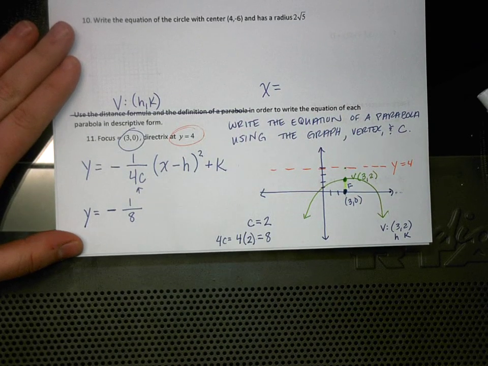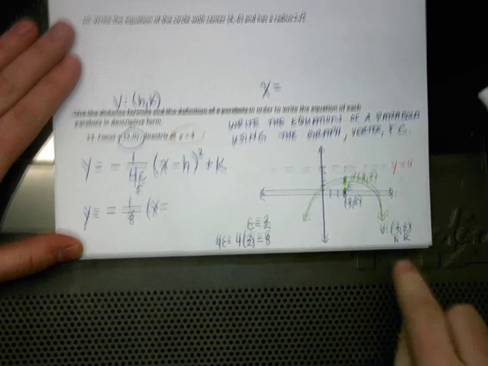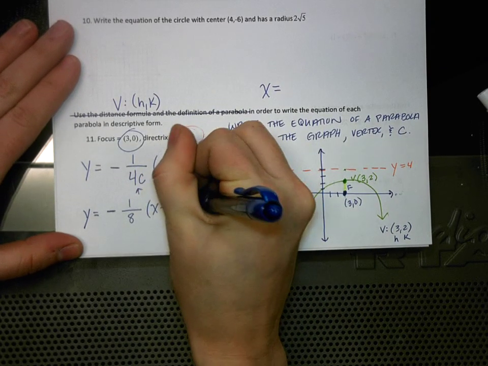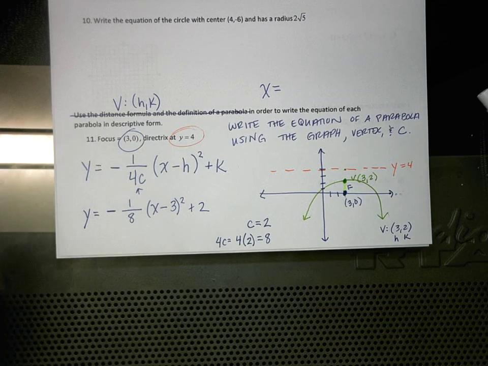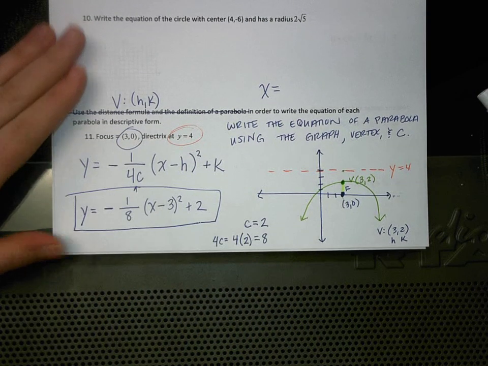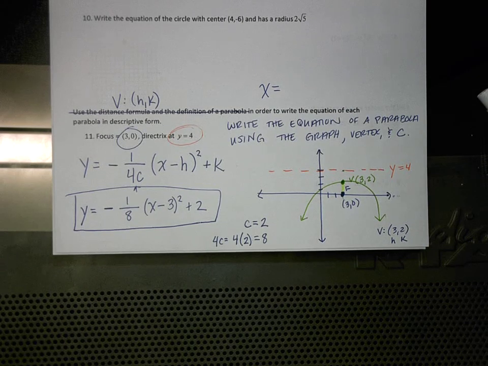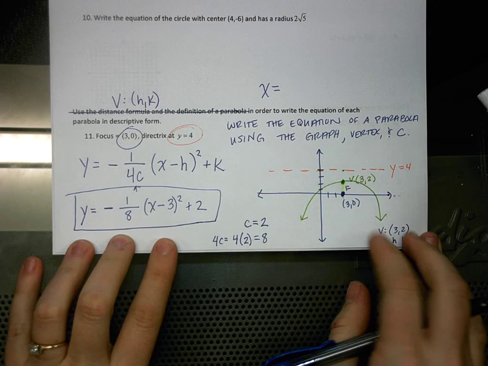I'm going to plug in my h, which is 3. Plug in my k, which is 2. So I have y equals -1/8 times x minus 3 squared plus 2. And that's the equation of this parabola. Now we're going to do another one on number 12.